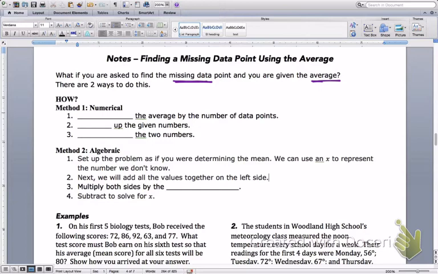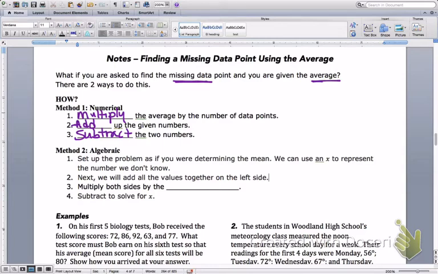So the first one being the numerical method is, since we are working backwards, we are first going to go ahead and multiply, because that's the opposite of division. So let's fill that out. We're going to multiply the average by the number of data points. And the next thing we're going to be doing is adding up all the numbers that we do have, because we will have some of the numbers, just not all of them. And the last thing is subtracting to find a difference. So those are going to be the three steps we're going to do.